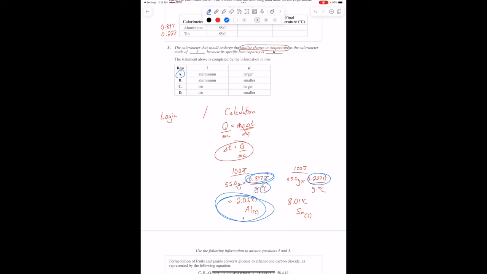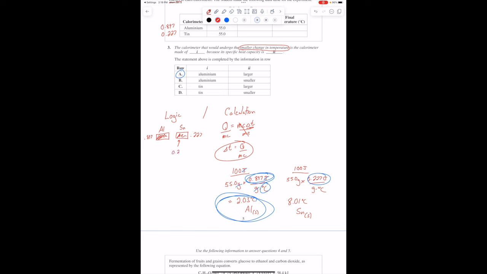I don't know if you care to hear the logic version of this, but let me try to explain it. Let's say I've got a chunk of aluminum and a chunk of tin. Aluminum's specific heat capacity is 0.897, and this one's 0.227. Okay, so think of it this way. Every time some heat flows into the tin, let's just say that arrow is worth 0.227. Okay, I'll just say 0.2 just to make it simple.